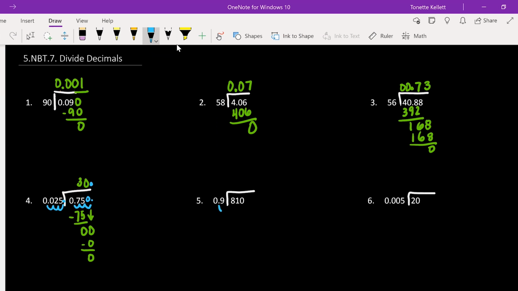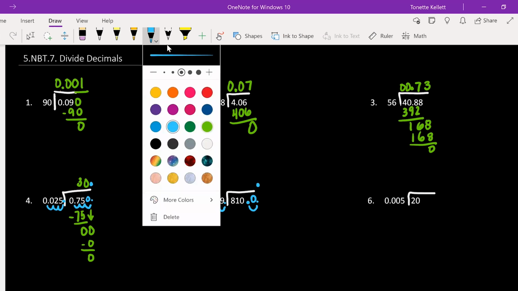Now we have 1 space that we have to move it, so we're multiplying it by times 10. There's no decimal on 810, just like the horse's tail. You stick the decimal at the end of the whole number. You've got to multiply it by 10. Stick a 0 in there. Stick that new decimal at the end, going straight up. Now we're ready to do some division.